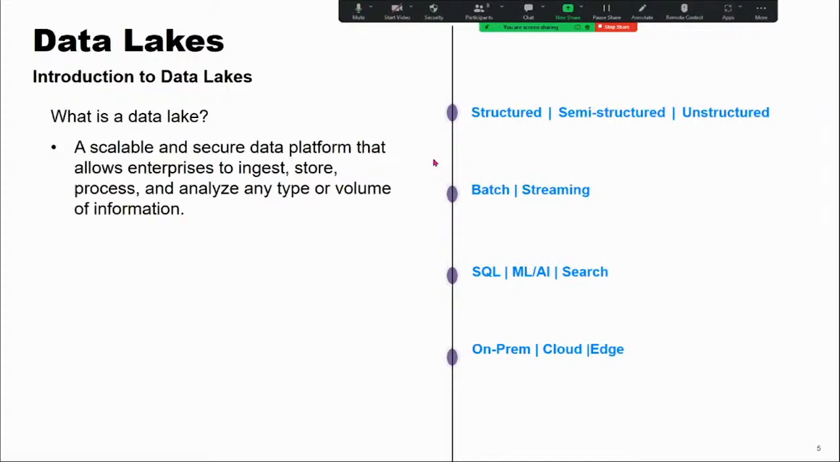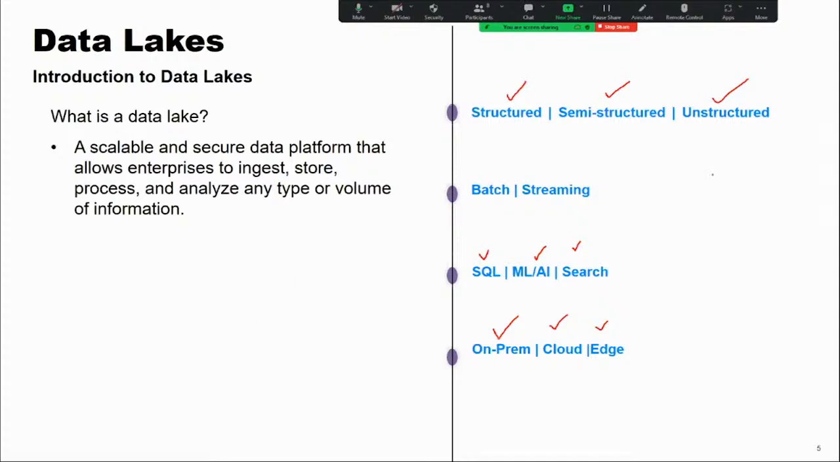So what kind of data can we store, guys? You can see here. You can store structured data, semi-structured data, unstructured data. You can store either batch data or streaming data. It should be able to support SQL, ML, and searching. You can store on-prem data and cloud data. So it is a scalable and secured platform to store the data and retrieve it for further analysis or processing purposes. So this is what a data lake is, right? We have seen what a data lake is.